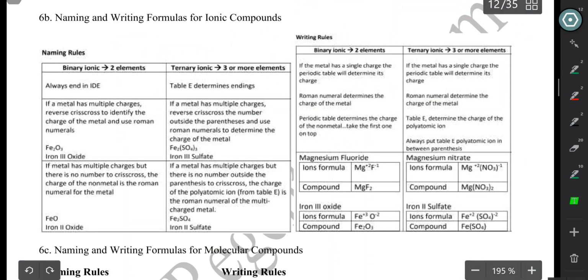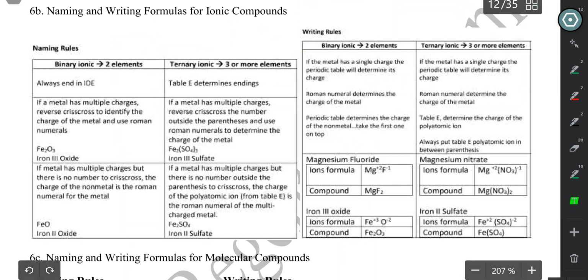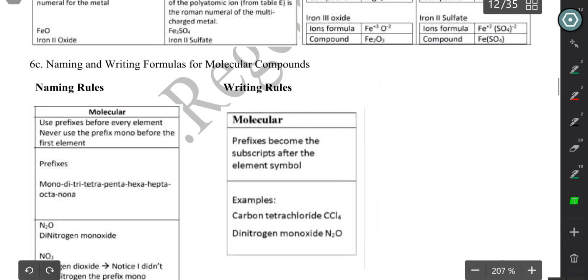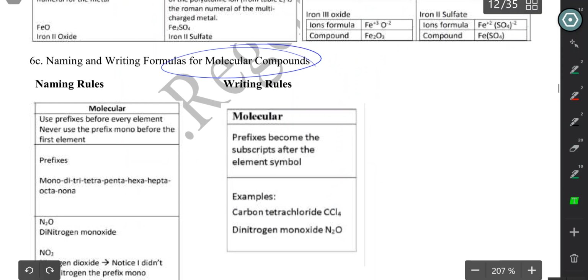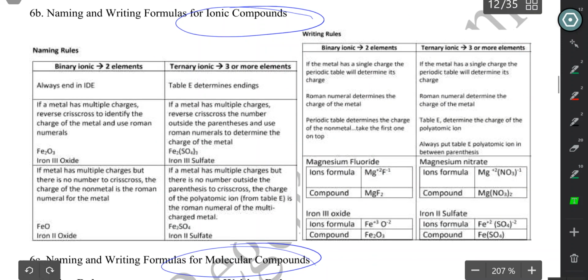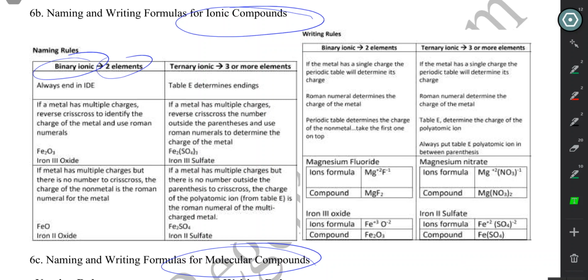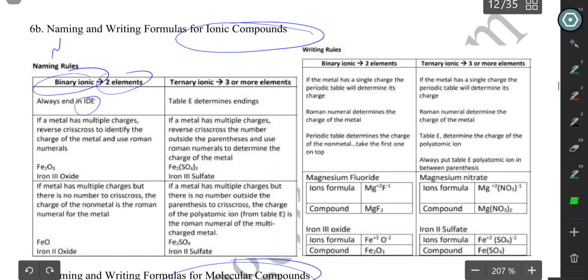Okay, now naming and writing. We're going to first talk about naming and writing for ionic compounds, and then we're going to talk about naming and writing for molecular compounds. So for naming and writing of ionic compounds, if the compound is binary, meaning it's made of 2 elements only, your name must always end in -ide. Take, for example, NaCl. Na is sodium.